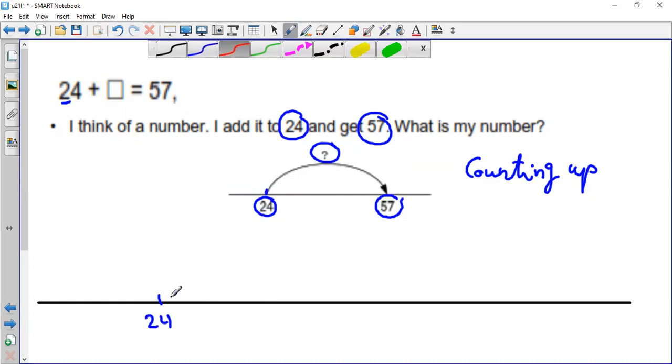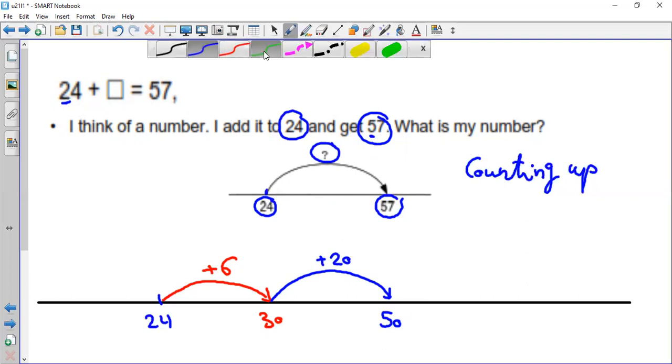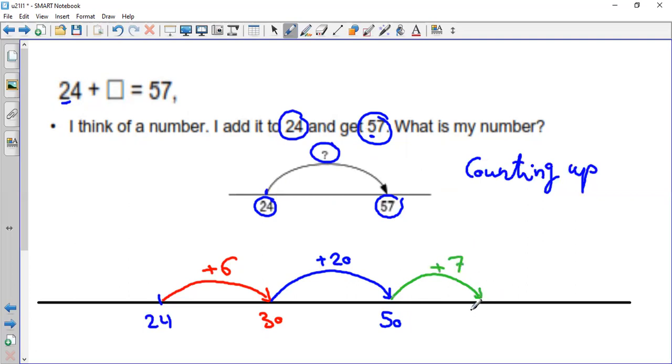First, let's jump to the next multiple of 10. After 20, I say 30. So from 24 to 30, I should add 6. Then from 30, I should go until I reach 50. So from 30 to 50, I need 20. Then from 50, I will jump 7 to reach 57, my number.